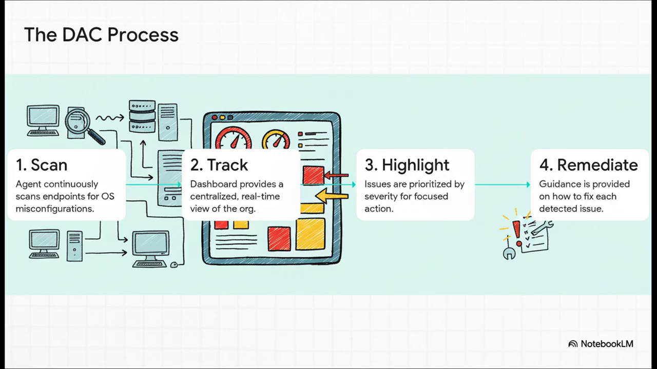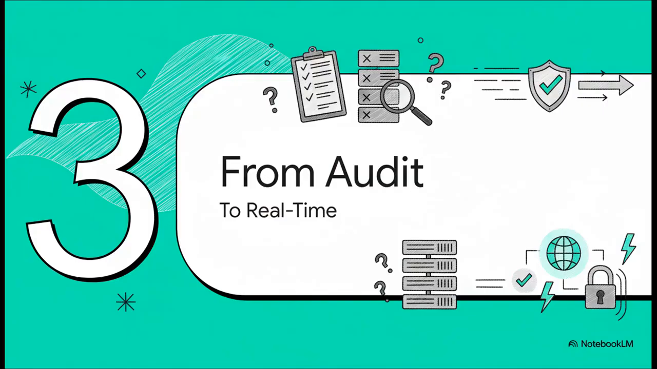Okay, so the process itself is actually pretty straightforward, but it's incredibly powerful. First, you have an agent that's constantly scanning each machine, looking for these known misconfigurations. Then, all that data gets fed into a central dashboard, so you have this one unified view of everything. From there, the issues are automatically prioritized by how severe they are, so you know exactly what to fix first, and the system even gives you guidance on how to do it.